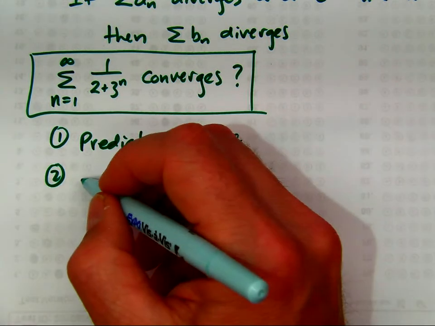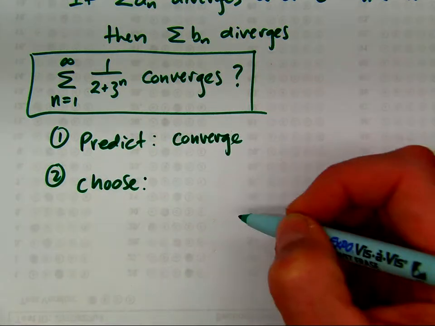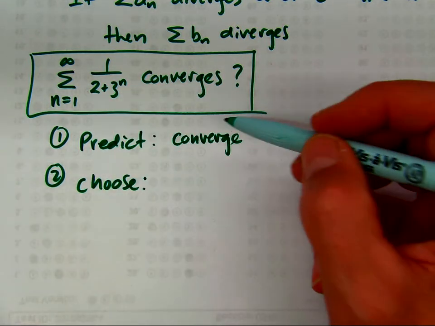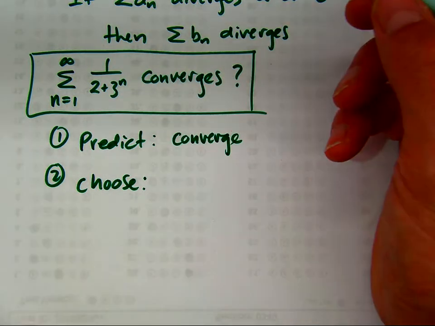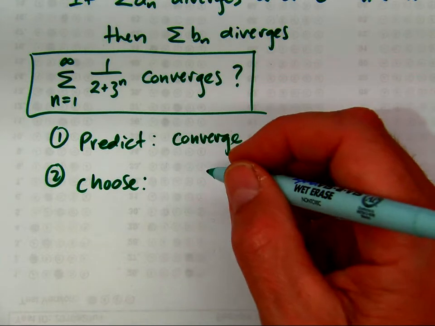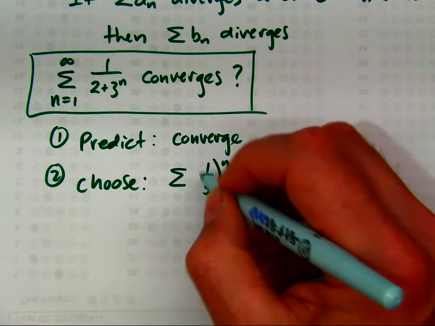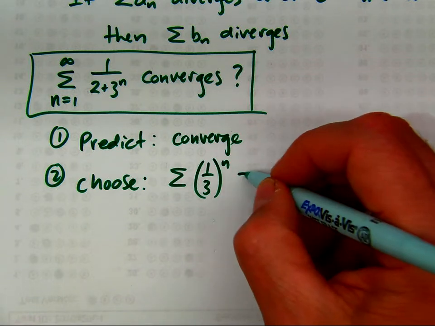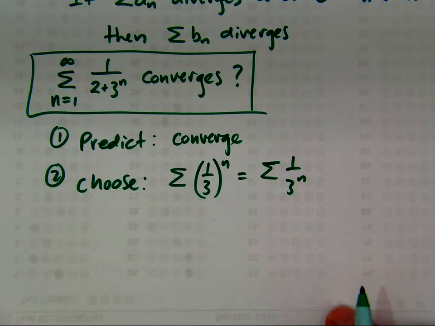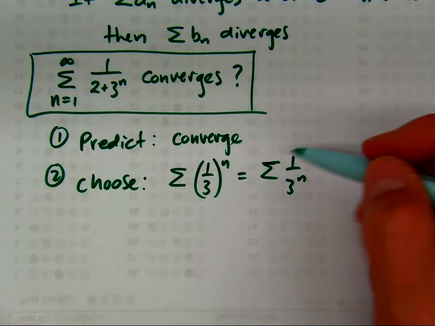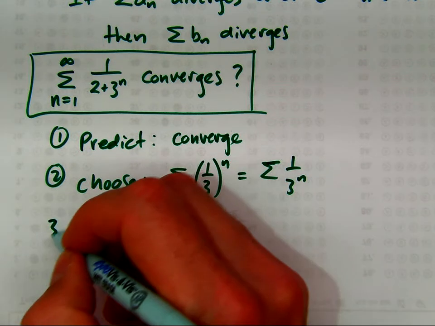Then we have to compare or choose something that we'll compare it to. So if we think this is going to converge, we have to show that this is less than some convergent series. So let's compare it to 1 over 3 to the n, which is the same as 1 over 3 to the n. And that's a convergent geometric series, so now we can compare.